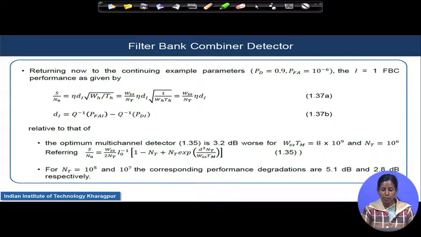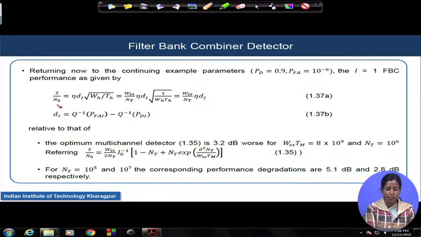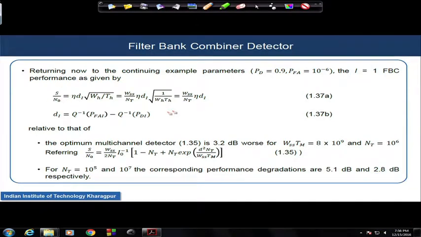Returning now to the continuing example, where we have a detection probability of 0.9 and a false alarm probability of 10 to the power minus 6. Then with L equal to 1, where are we? Let us revisit. The FBC performance, as we have seen, will be given by S by N0 like this, with the DI value like this.